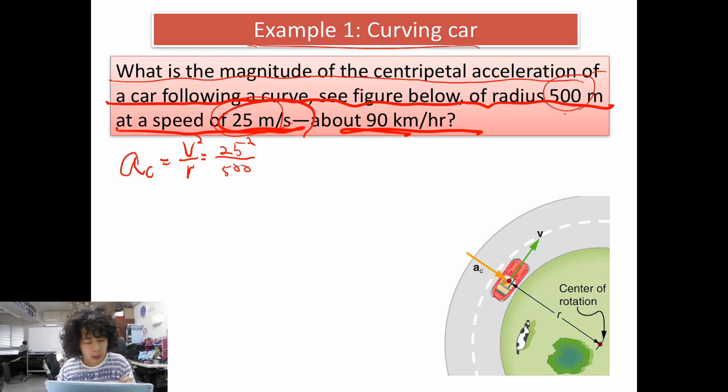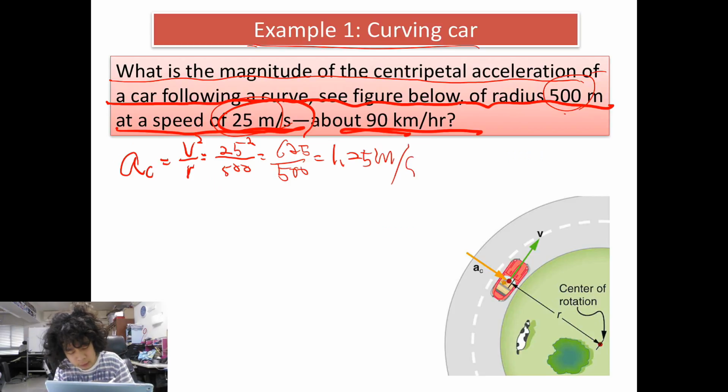Okay. And then you'll get 625 divided by 500, which equals 1.25 meters per second squared.